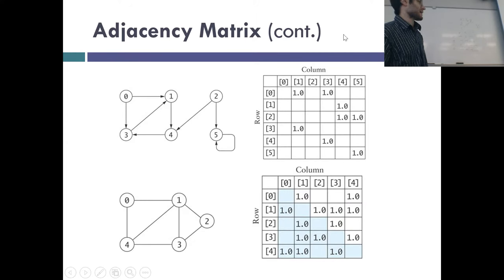So here are two examples of unweighted ones. They just put ones for the values that are going to be there, and then 1.0s for here. And notice that it's symmetric for the unweighted graph. So we would only need to store this in an unweighted graph.